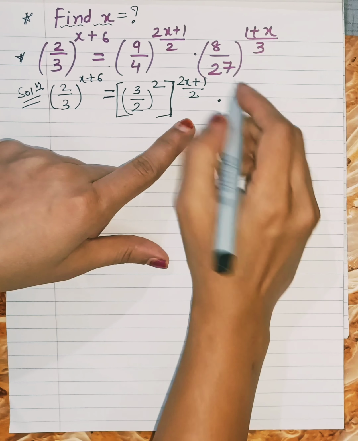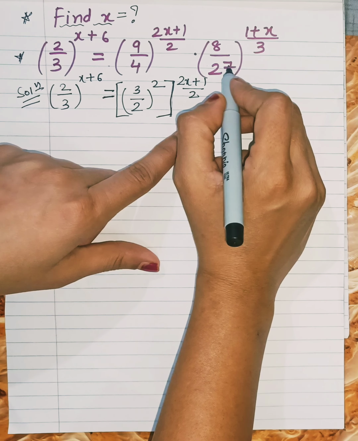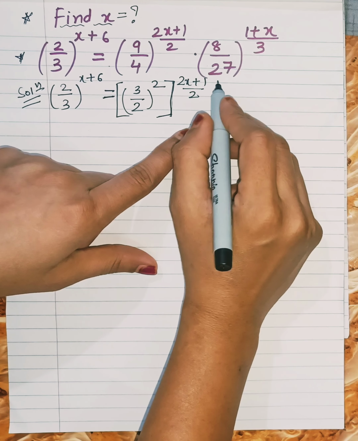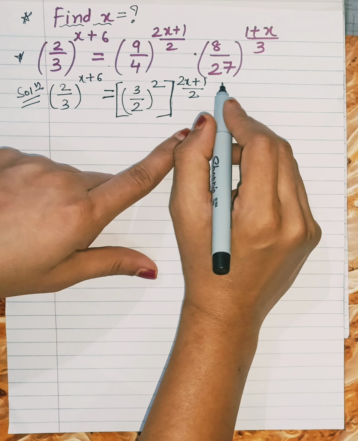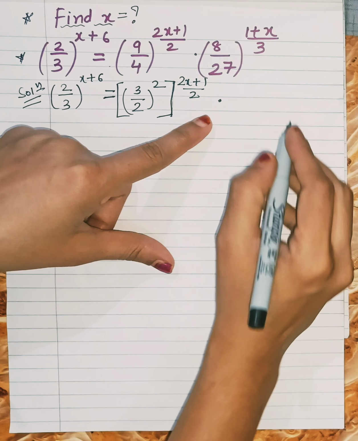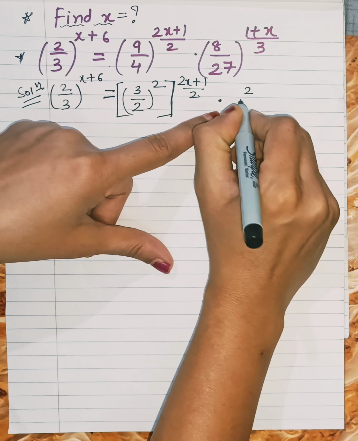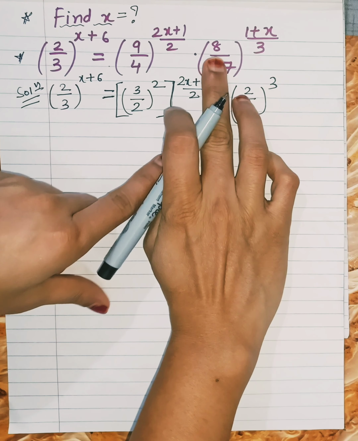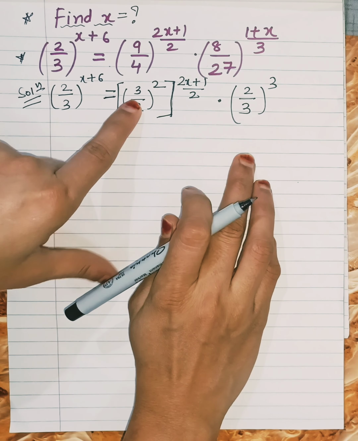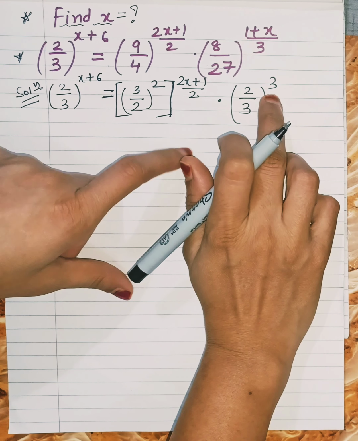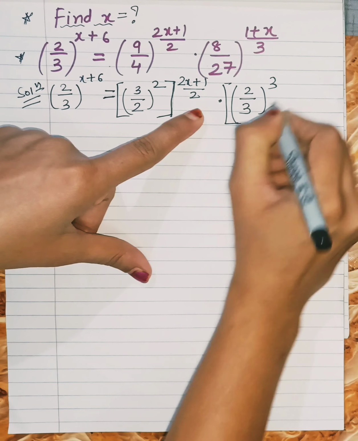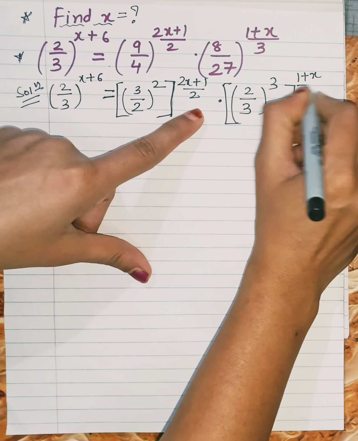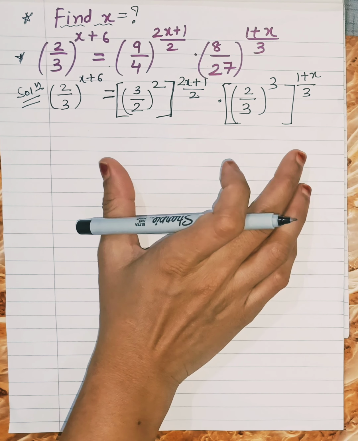Into, now moving ahead, 8/27. Again 8 is a perfect cube of 2. 2 if you multiply 3 times you get 8, and 27 is a perfect cube of 3. So again in place of 8/27 we can write (2/3) the whole cubed, because 8 is a perfect cube number. Here it was a square number, here it is a cube number. This power, (1+x)/3, I am keeping as it is. I hope this much part is clear to you.